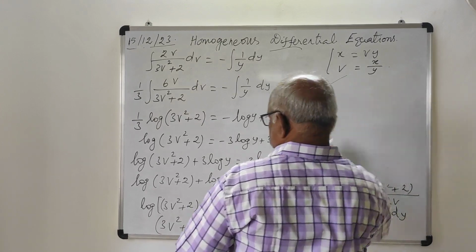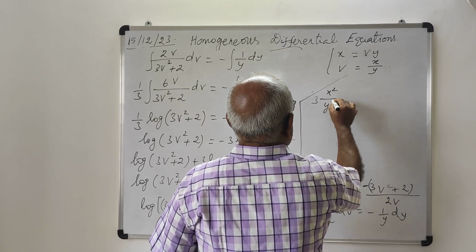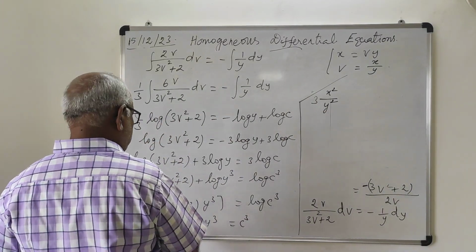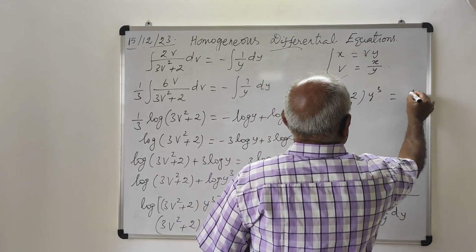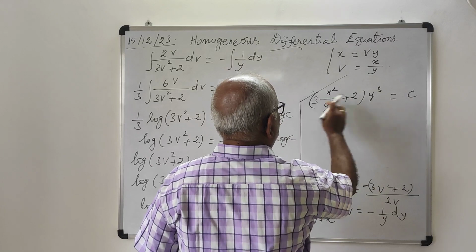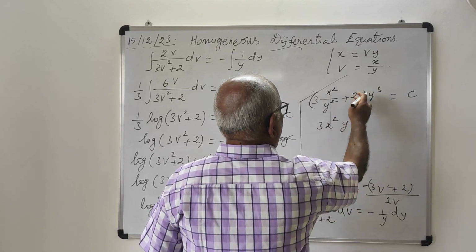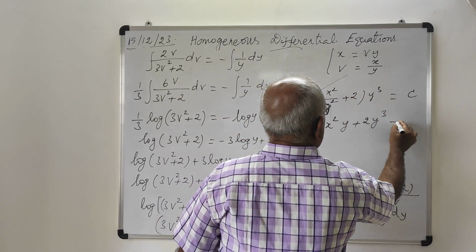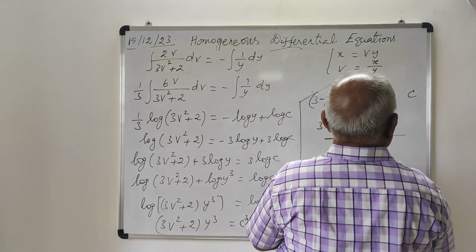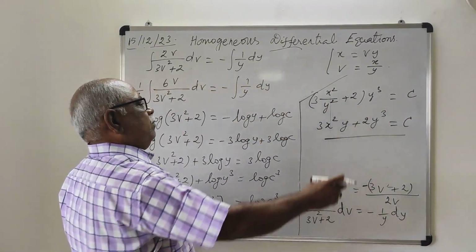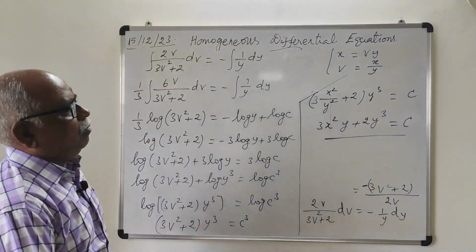You replace v for x by y, v square is x square by y square. So 3 into x square by y square plus 2 into y cube equal to some capital C. You bring y cube: 3 into y cube by y square is 3x square y in the numerator, plus 2y cube equal to some capital C. This is the solution for the problem. So if you multiply by y cube within the bracket, you will get 3x square y plus 2y cube equal to c. That's all about the problem.